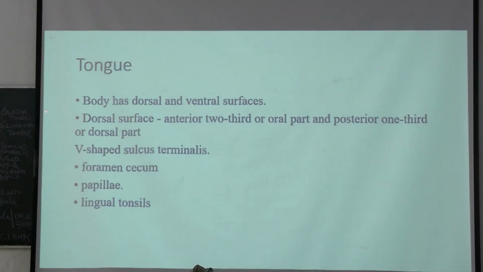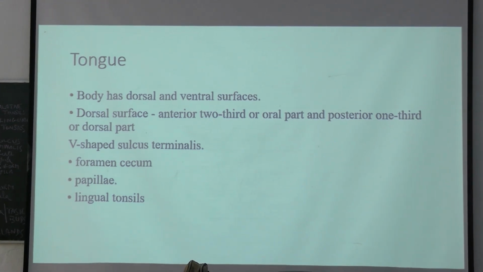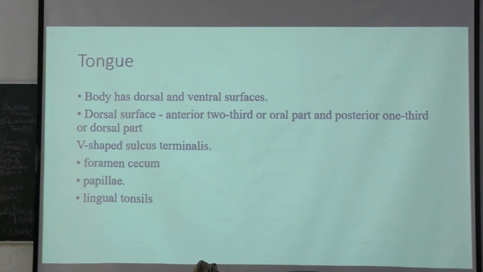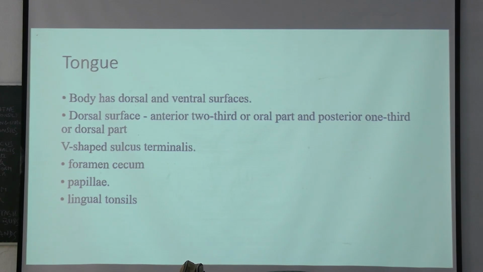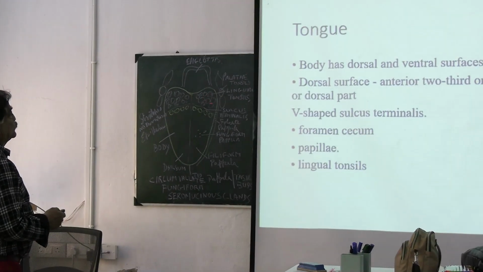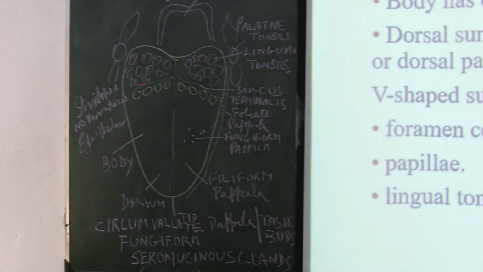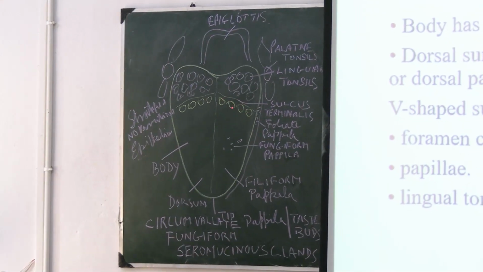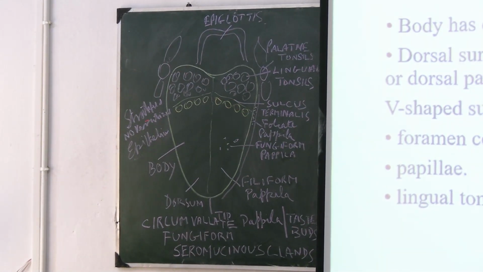Now what happens during any upper respiratory tract infection? The tonsils, these lingual tonsils, they swell up. Now you see this sulcus terminalis and the circumvallate papillae. Now it has a sulcus also.